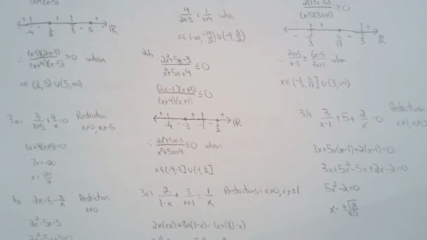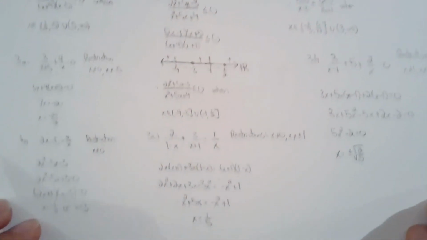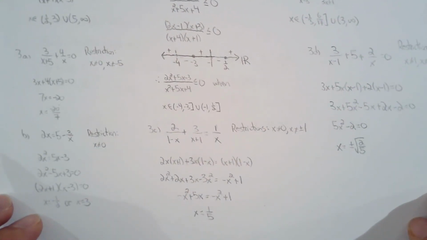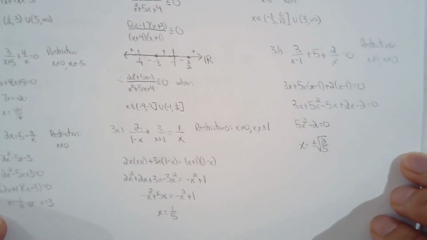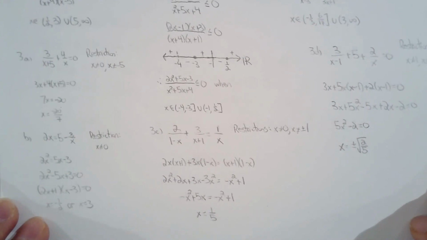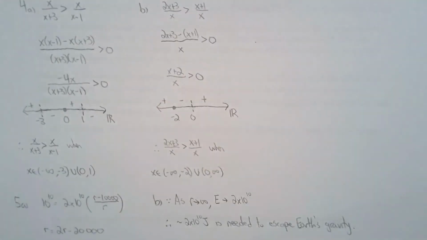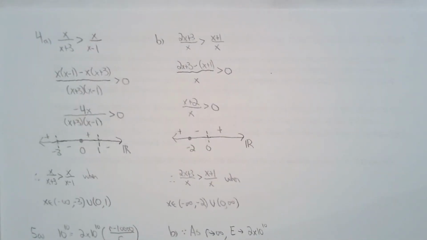For question 3, more rational equations, I'd argue number 3 is very similar to number 1. So there are solutions for 3. Not much to say. Okay, there's 3. Now for question 4, you're solving some inequalities. My approach for number 4 is pretty much exactly the same as number 2.